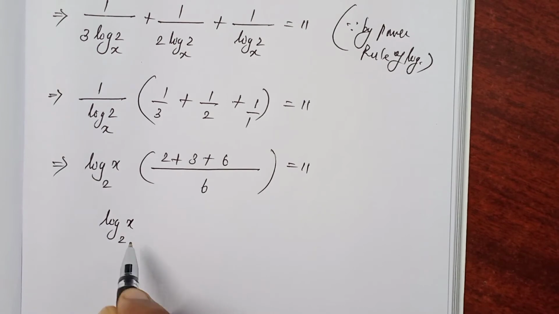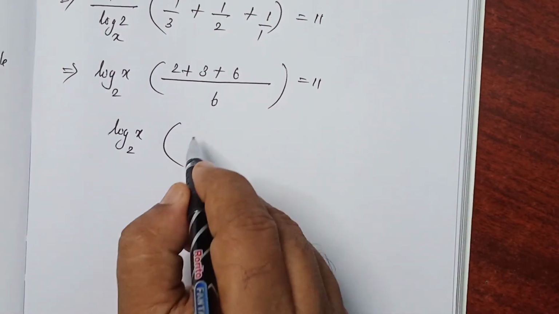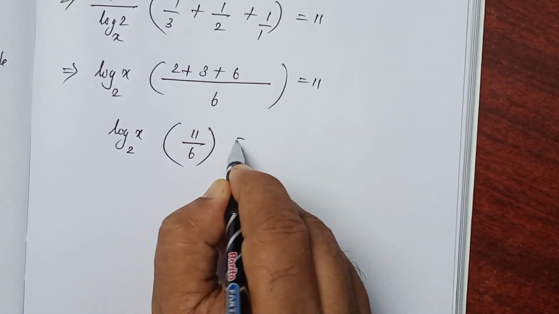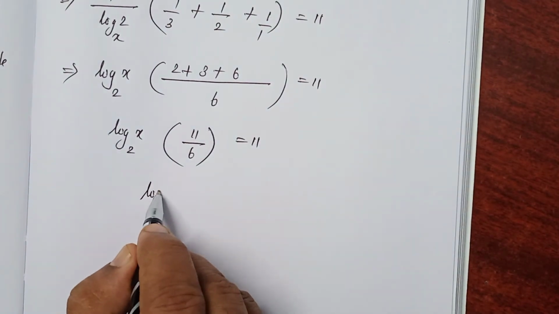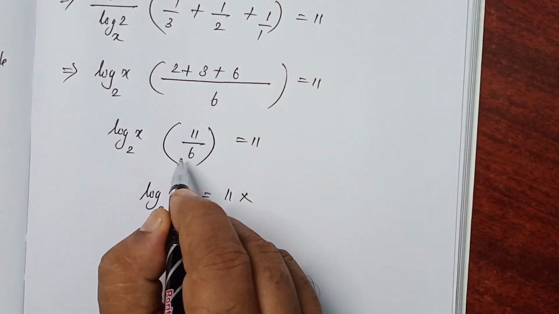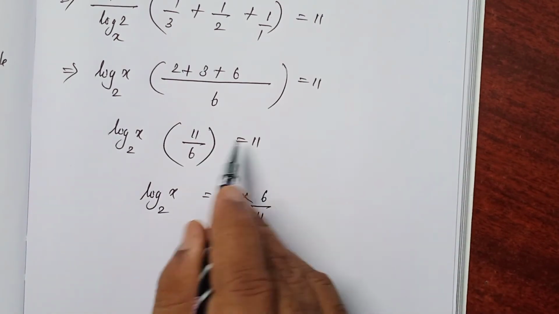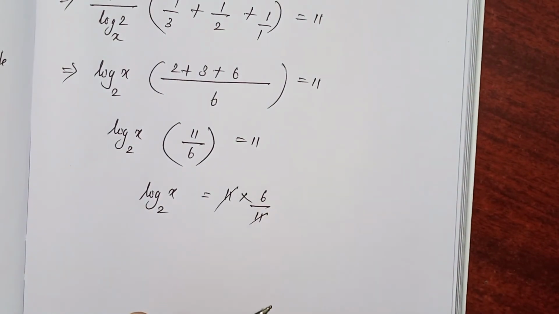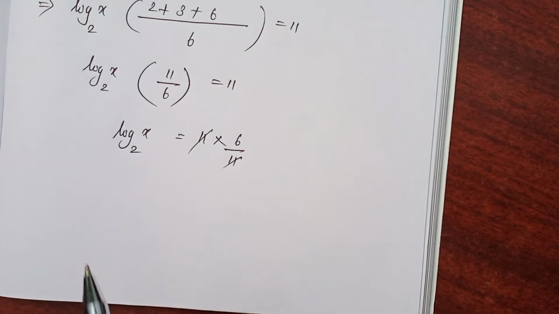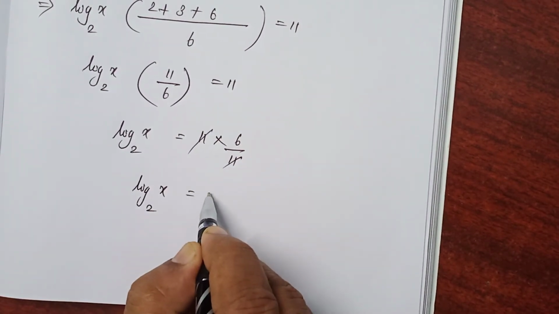Log x to the base 2 into, if we add everything, we are getting 11 by 6, that is equal to 11. Log x to the base 2, that is equal to 11 into 11 by 6, you just cross multiply 6 by 11, that's a reciprocal, 6 by 11, 11 get cancelled. So log x to the base 2, that is equal to 6.